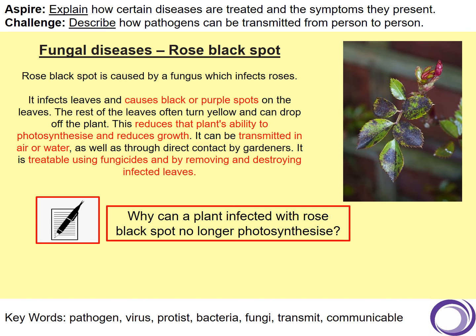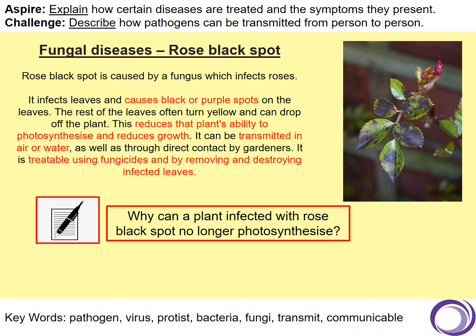Because obviously there's massive black patches over the leaves or purple patches, this reduces the plant's ability to photosynthesize, and then obviously it reduces the growth of the plant. It can be transmitted by the air or by water, as well as through direct contact by gardeners. So if they go from one plant to the next, they can transfer that fungal infection. And it is treatable using fungicides and by removing and destroying any infected leaves.